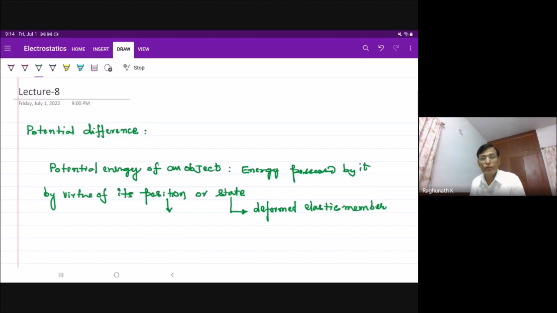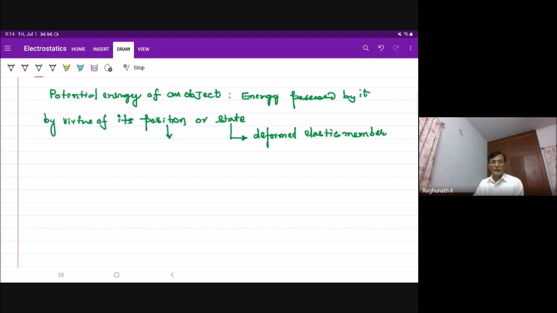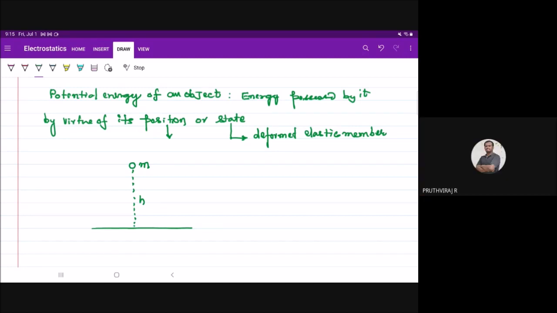Listen carefully. If somebody says there is an object of mass m at a height h above Earth's surface, wherever it is, at a height h above, if there is a mass m, what is its potential energy? MGH.